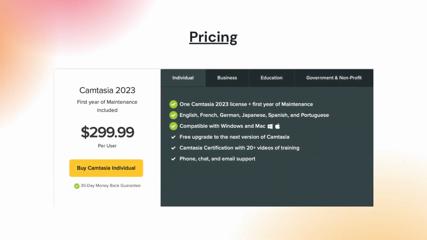As far as pricing goes, there are 4 different prices. The first one would be for an individual price, the second is for business, then education, and the last one would be government and nonprofit. For the individual, it is close to $300 per user, so you don't have to keep paying it every year. It does include the following: you are allowed to have a free upgrade for the next version of Camtasia, you have the Camtasia certification with 20 plus videos of training, and you also have the support that's given through phone, chat, or email.